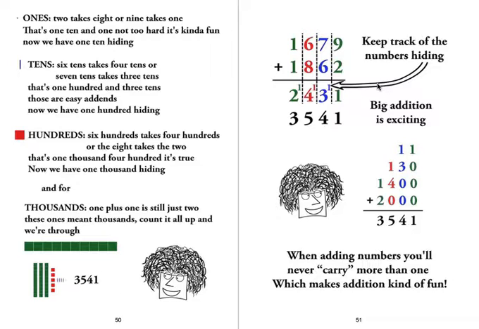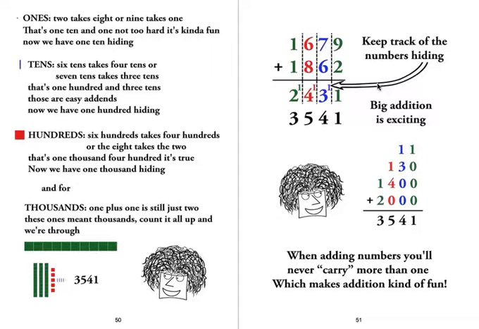Now we have 100 hiding. So then they ask the kids, are you ever going to have more than one of the next kind when you get two numbers together, when you're just adding two numbers? If you're adding a series of numbers, you can get more than one of the next kind. But if you're just adding two numbers, you're never going to get more than one of the next kind. So you only have to count one up.